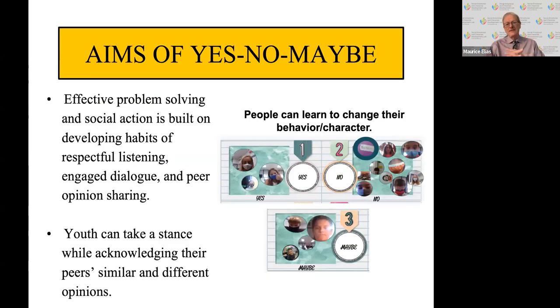So let me talk about yes, no, maybe. This is the most widely applicable, easy, powerful technique to add in and not on. It develops habits of respectful listening, engaged dialogue, and peer opinion sharing. So it starts with a statement. People can learn to change their character or behavior. You can talk about either one in the sentence you give your kids. And then you ask your kids, after they've heard that statement, whether they agree with it, yes, disagree, no, or they're not sure if that's a correct statement, maybe. Then you ask them to go to typically different corners of the room.